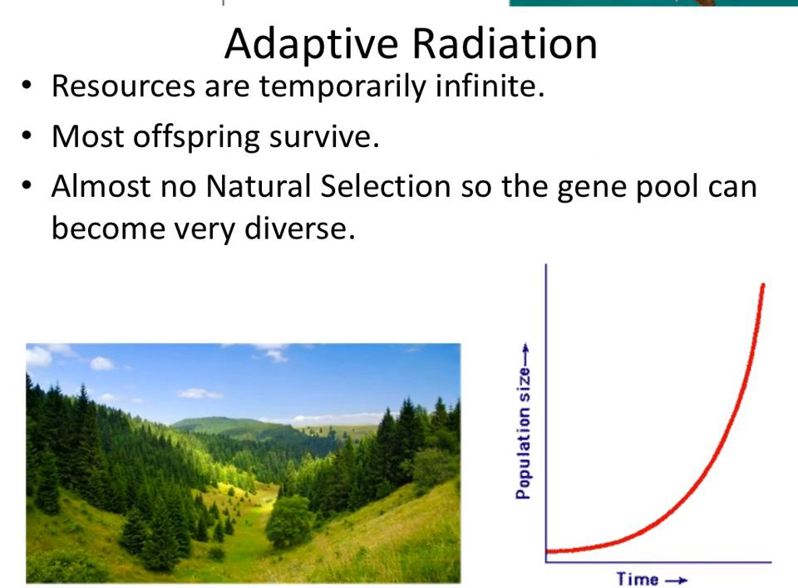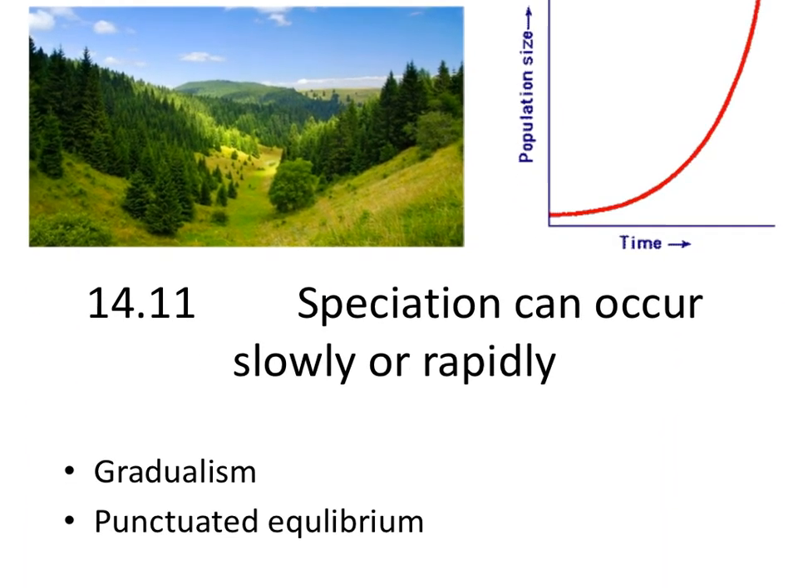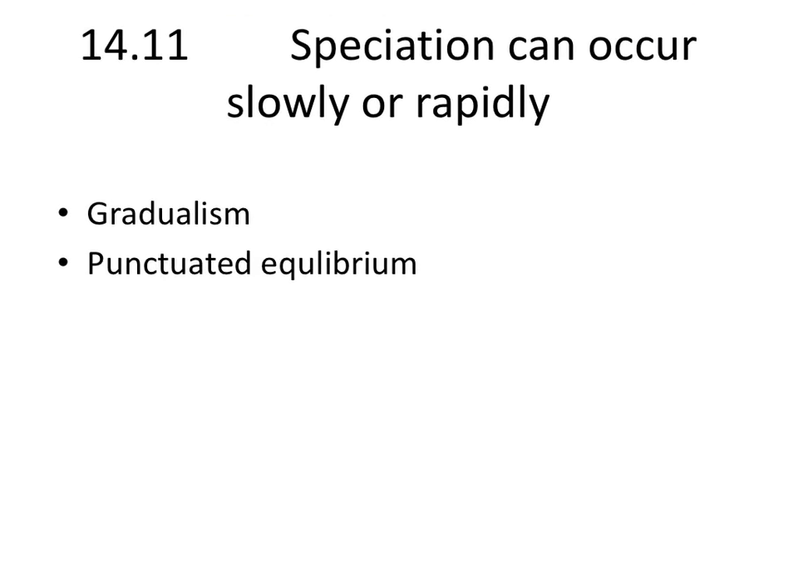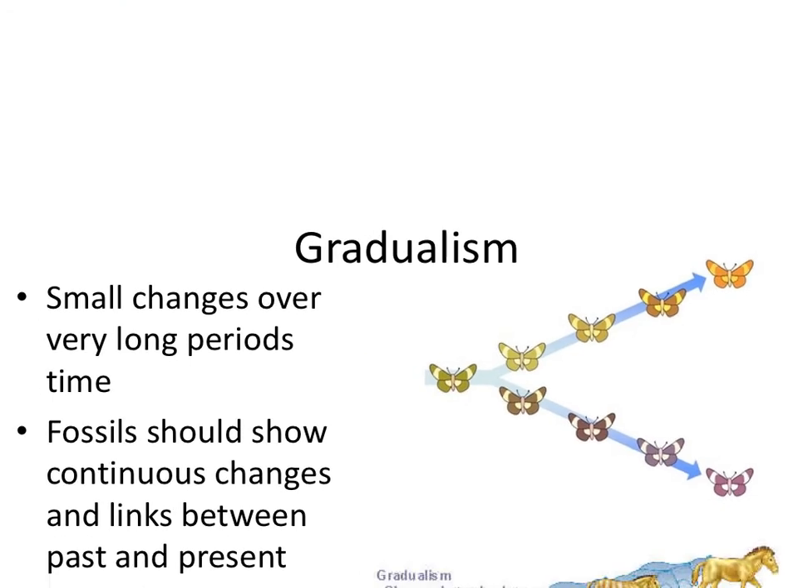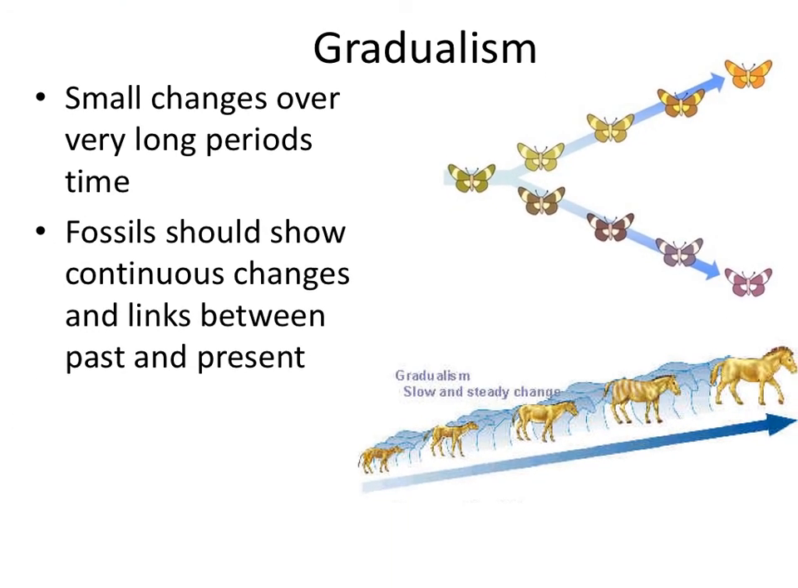Adaptive radiation tends to occur when there's a whole lot of resources available and a lot of different organisms have a chance to survive, and when there's not a lot of natural selection, so like not a lot of top predators. To conclude, speciation can occur slowly or rapidly. Adaptive radiation is rapid. These are classified into two groups, gradualism and punctuated equilibrium. Gradualism is the idea that small changes accumulate over time.